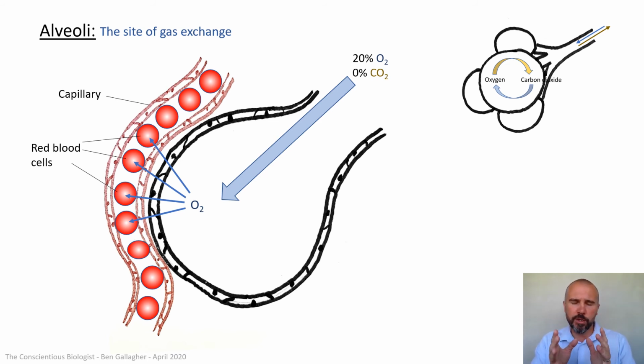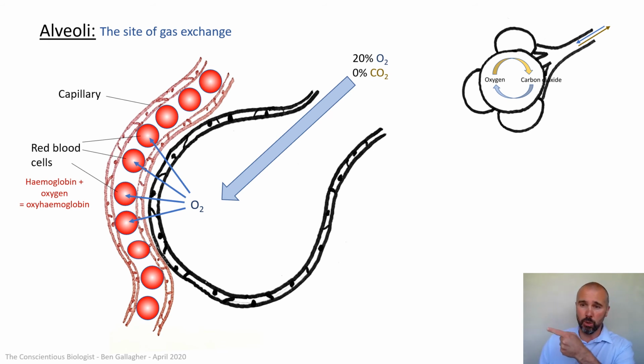But look at where I've put those arrows going to. Every one of those arrows is going directly into a red blood cell, because that's where the oxygen needs to be. It needs to attach to hemoglobin molecules, which are proteins. Remember, proteins do everything. They're so important in biology. So the red blood cells are full of hemoglobin protein. The oxygen needs to diffuse from the alveoli into the red blood cell and attach to a hemoglobin molecule. Now, when hemoglobin has oxygen attached to it, it's called oxyhemoglobin, which I've written over the side there.